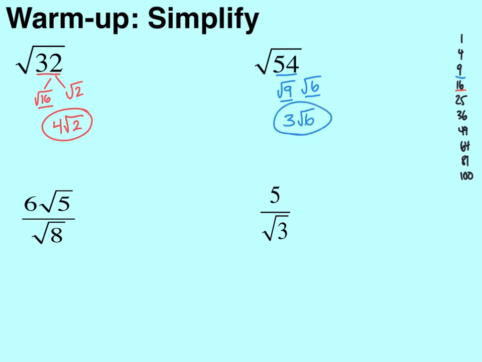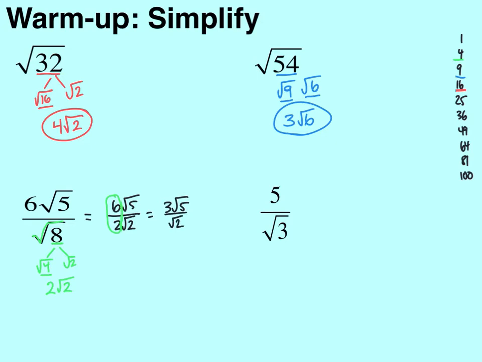Now let's move on to the next one. Remember, you cannot leave a radical in the denominator, but before I rationalize it, 8 can be simplified. 8 has a factor of 4 in it, so I could do the square root of 4 and the square root of 2, and the square root of 4 is 2, so my denominator is now 2 square root of 2. So I now have 6 square root of 5 over 2 square root of 2. I can reduce 6 over 2, which becomes 3. So now I have 3 root 5 over the square root of 2.